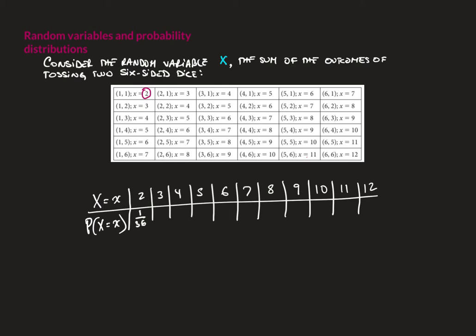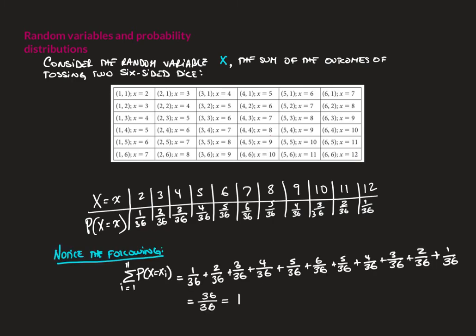Now I want to consider all the outcomes that will give me a 3. So the probability of getting a 3 from the sum of the two dice is 2 out of 36. So we can continue to do this until we fill the whole table all the way to 12. And now by completing the table, we have completed the probability distribution for the random variable x.